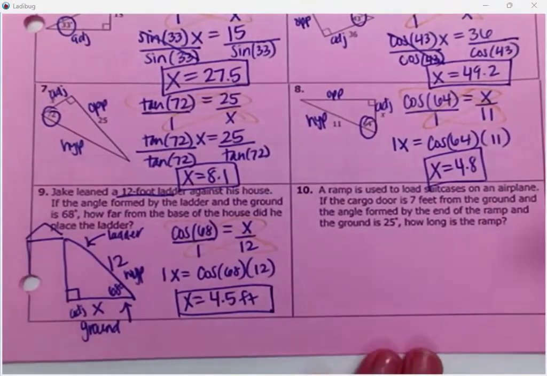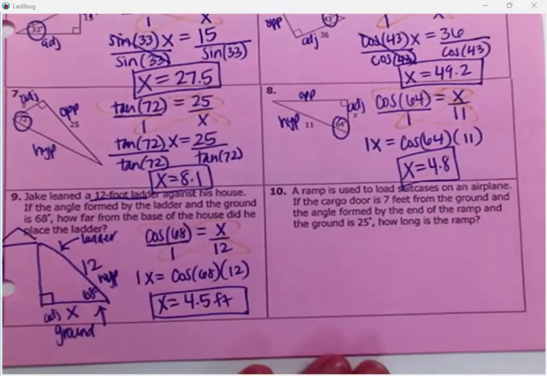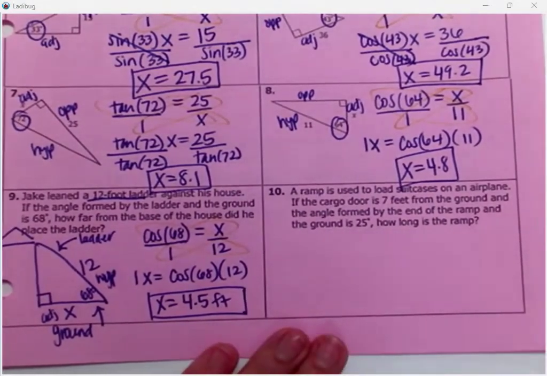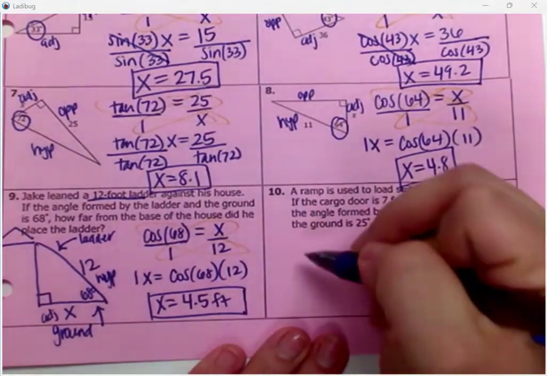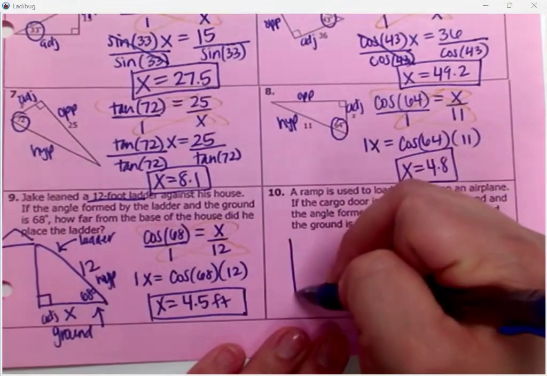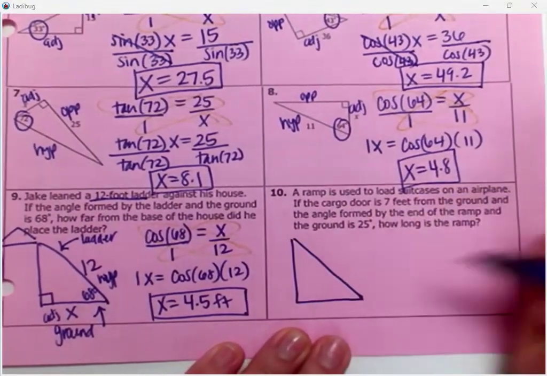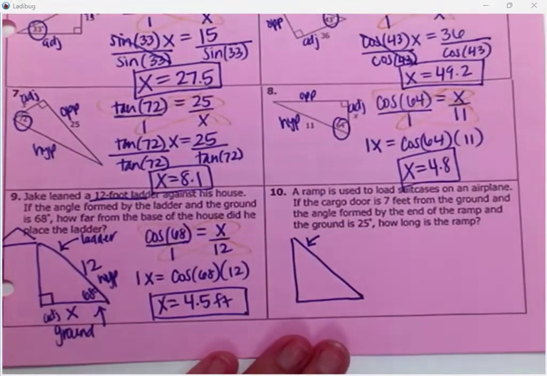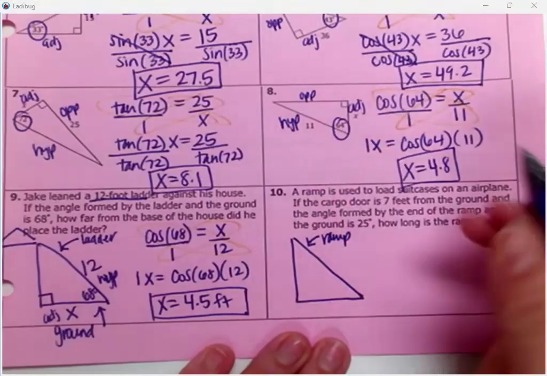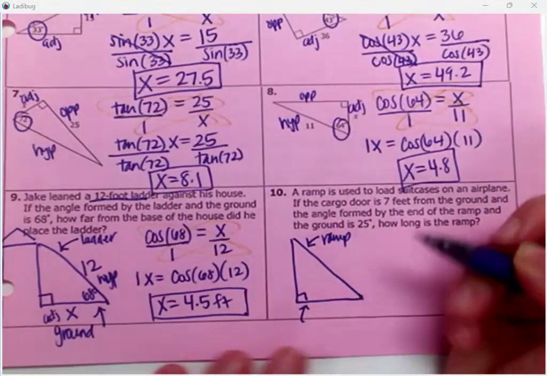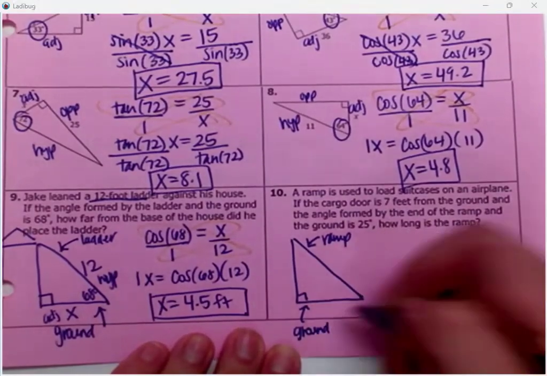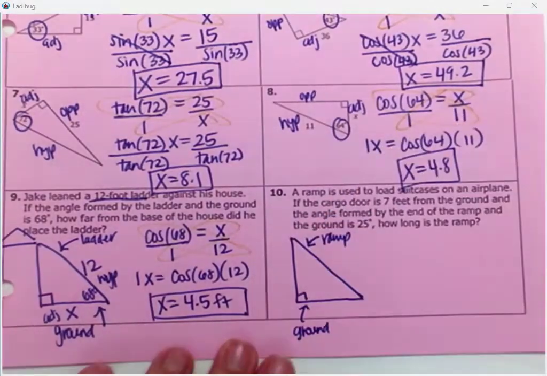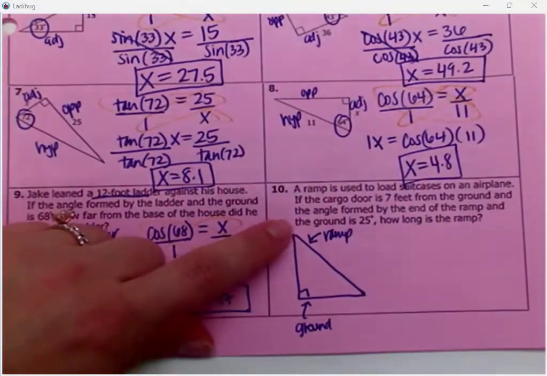Okay. All right, last one here. A ramp is used to load suitcases on an airplane. What picture do I draw? Okay, well, I can't draw an airplane, so I'm just going to draw a right triangle. This is technically, if it's at the angle, that's my ramp. What's typically always on the bottom? The ground, right? And then that means that your airplane's somewhere over here. I don't know how to draw an airplane, so just pretend there's an airplane there for the cargo door.